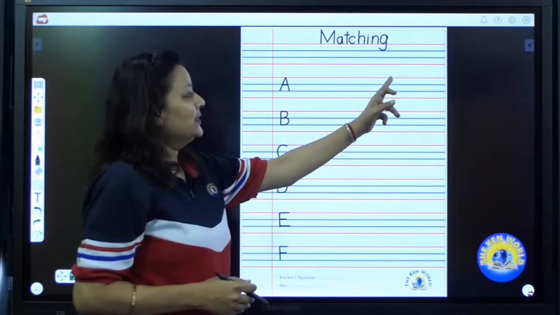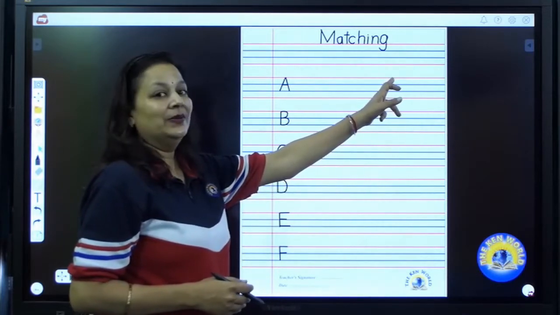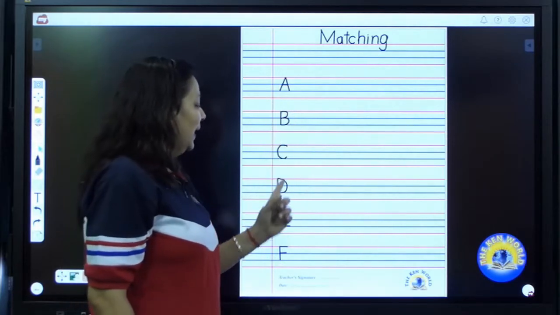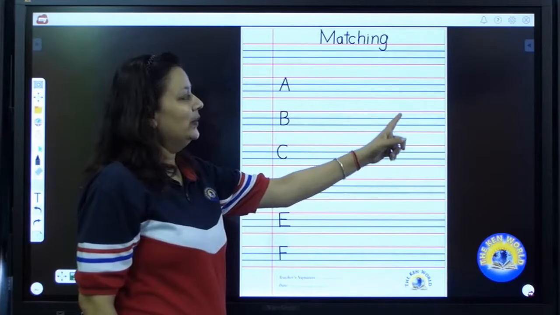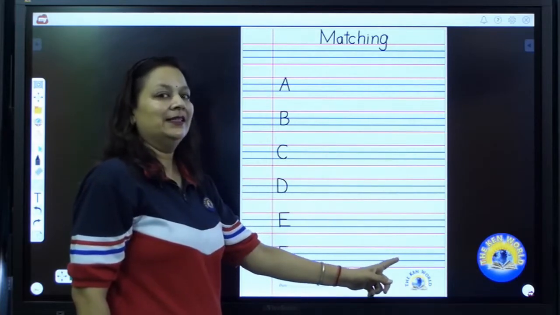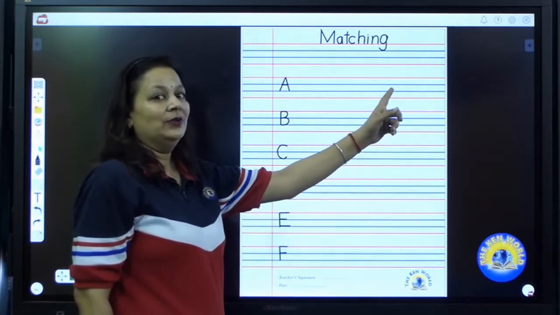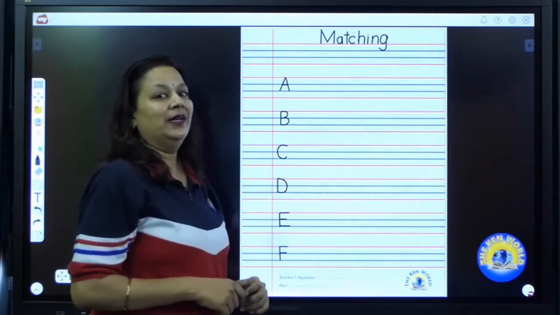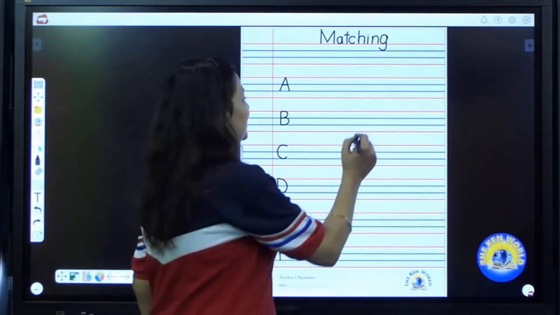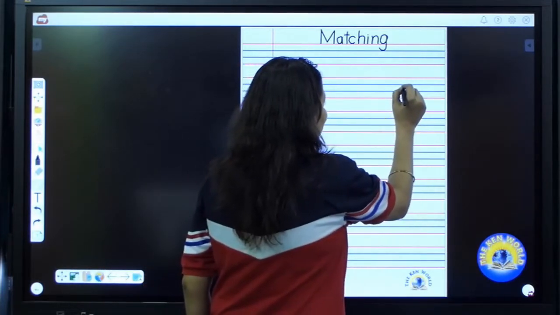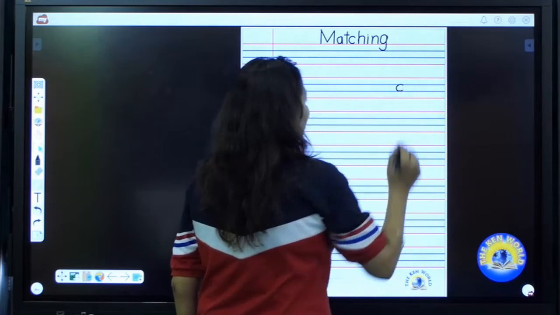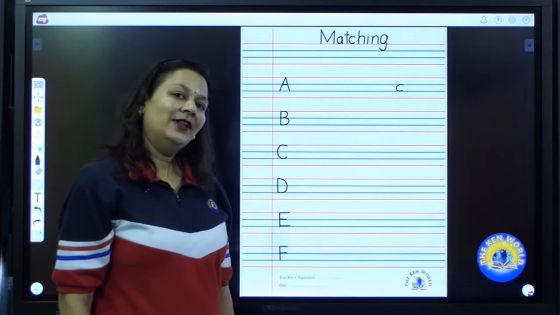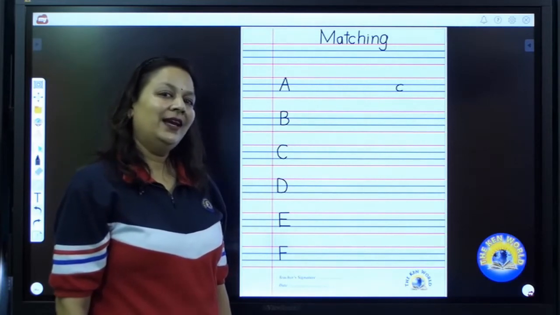Now come to the next column. From here we are going to write the lowercase letters. These are uppercase letters. Here we are going to write the lowercase letter. But we do not write those letters in sequence. We will shuffle them. So first of all we are going to write C. Lowercase c. Have you all done? Great.